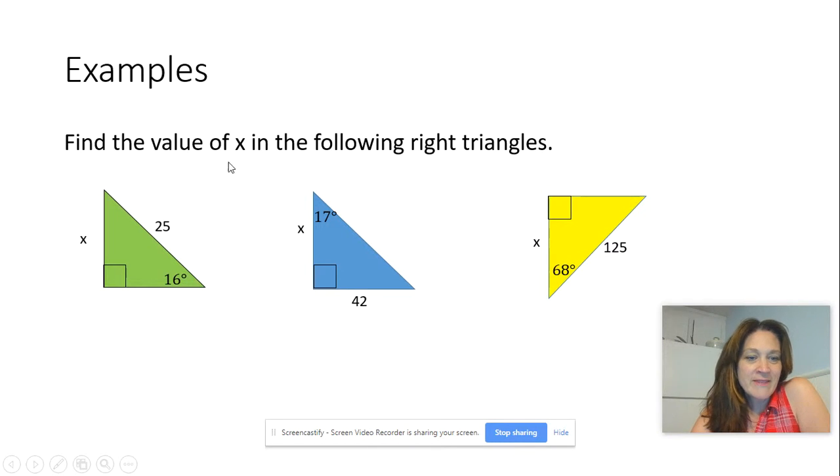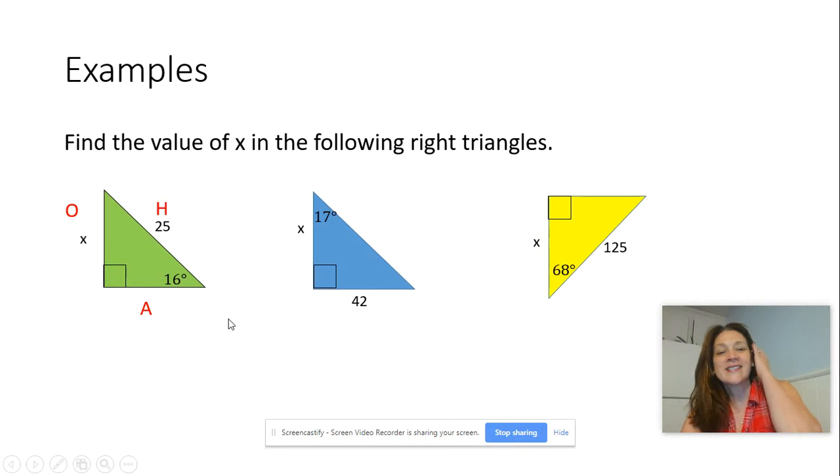So we have to find the value of x in the following right triangles. Let's take this green one. First of all, I have my acute angle here, my 16 degrees. The side across from it, the opposite side. The side across from our 90-degree angle, the hypotenuse. And then that leftover side is our adjacent side.